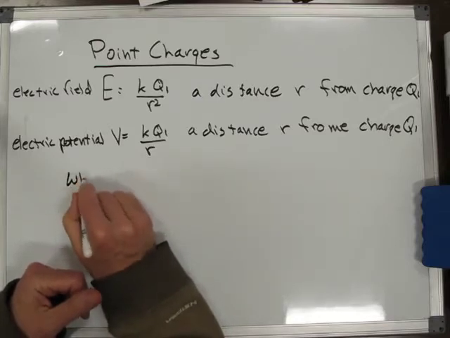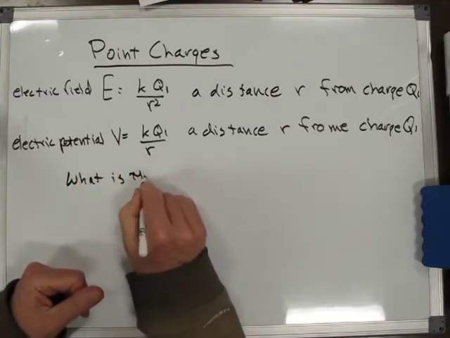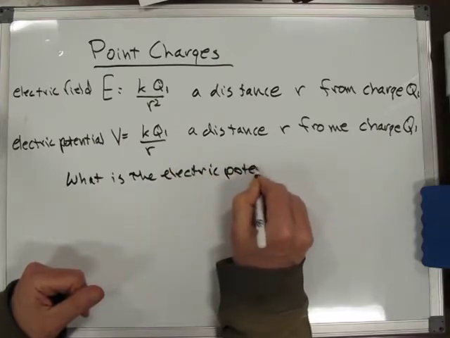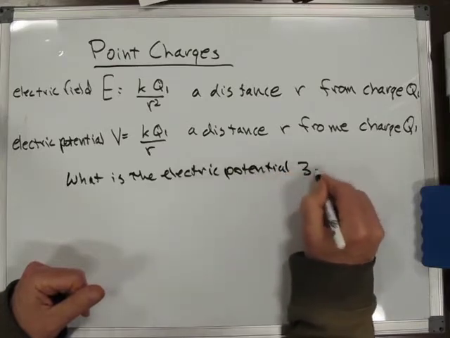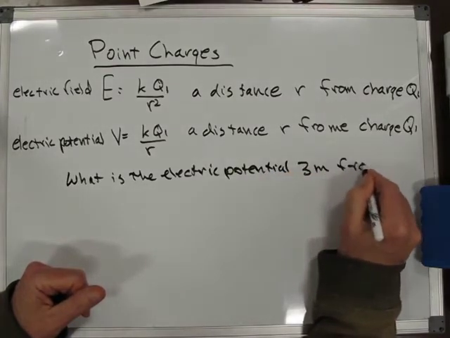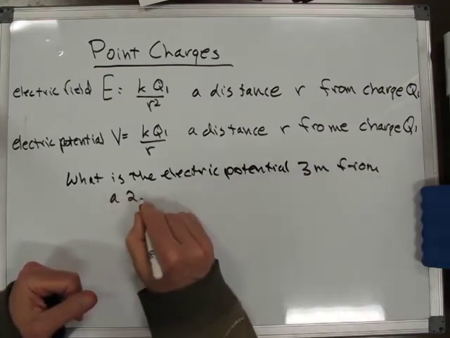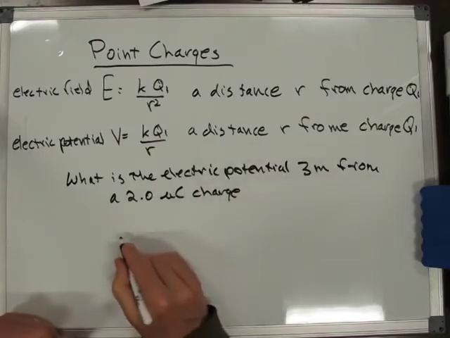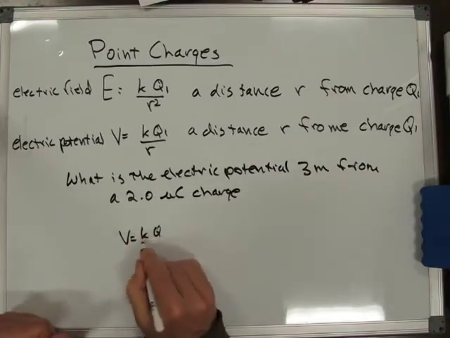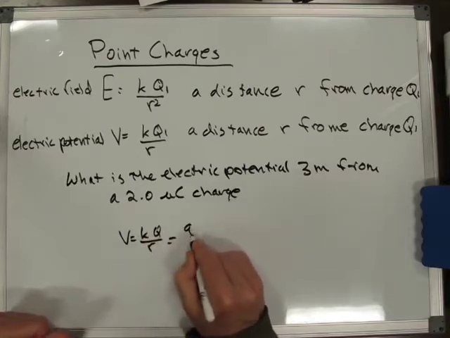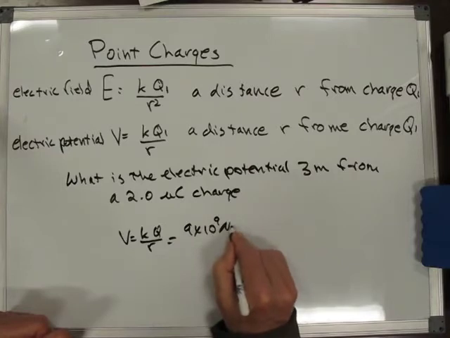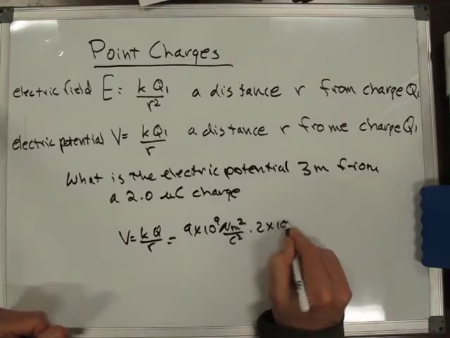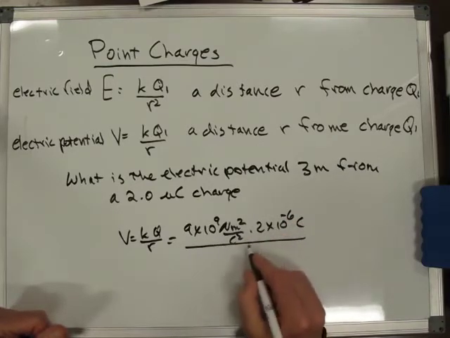And we could say, what is the electric potential 3 meters from a 2 microcoulomb charge? And we say, well, V is equal to kq over r. I'll leave off the 1, and that's 9 times 10 to the 9th newton meter squared per coulomb squared times 2 times 10 to the minus 6 coulombs, all divided by 3 meters.